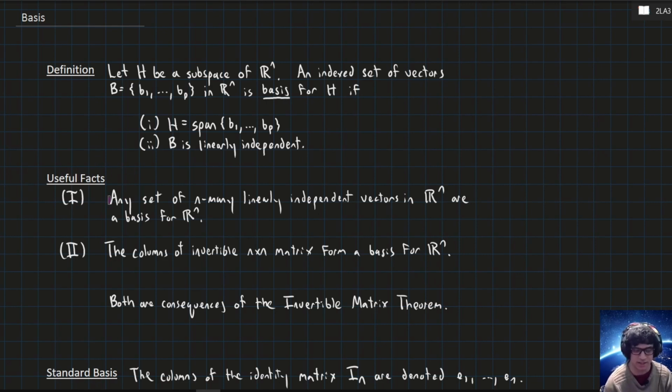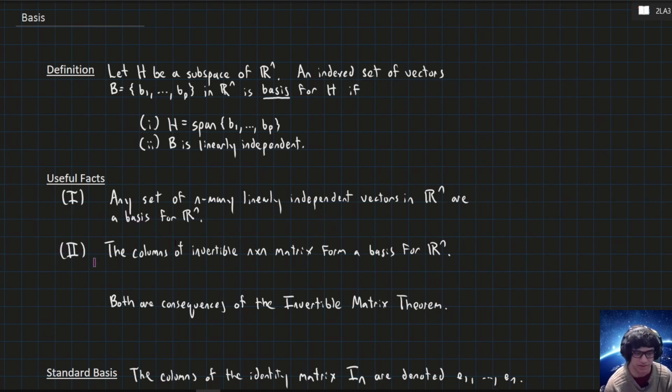The first one is that any set of n many linearly independent vectors in Rn are a basis for Rn. And that follows from the invertible matrix theorem. So if you have n many linearly independent vectors in Rn, you can put them in a matrix A. That means they'll have linearly independent columns. And then the invertible matrix theorem tells you that they span the set, and so we have a set that spans and is independent, therefore it's a basis.